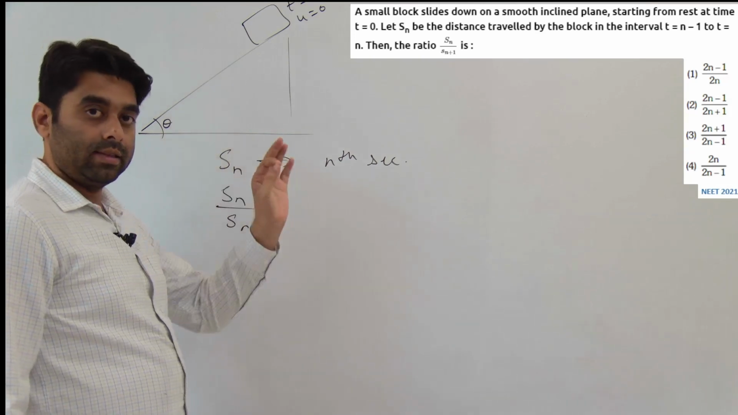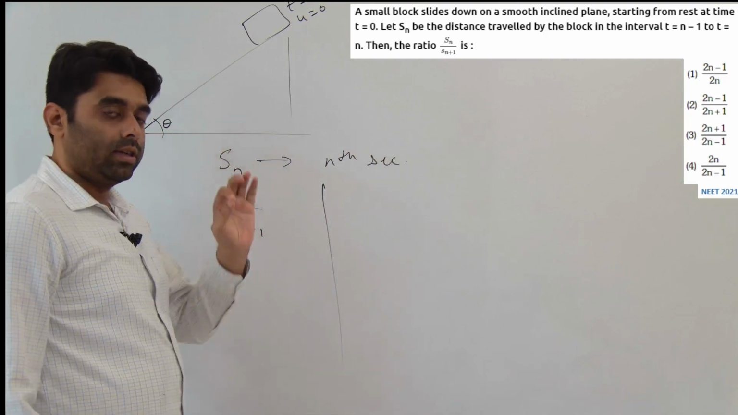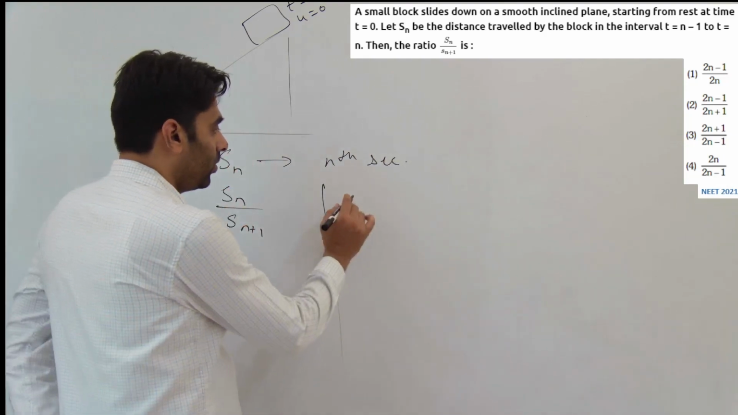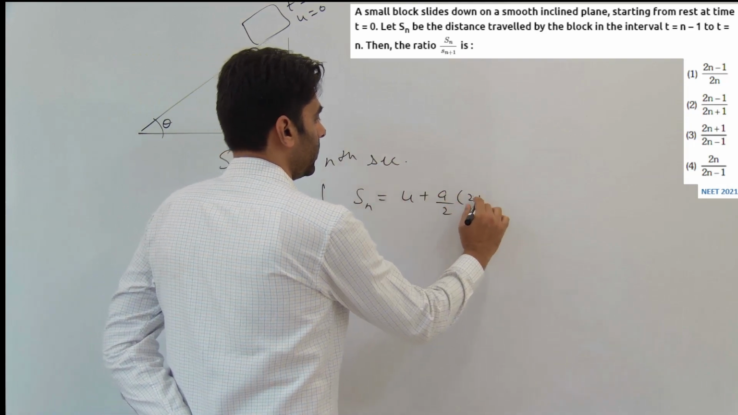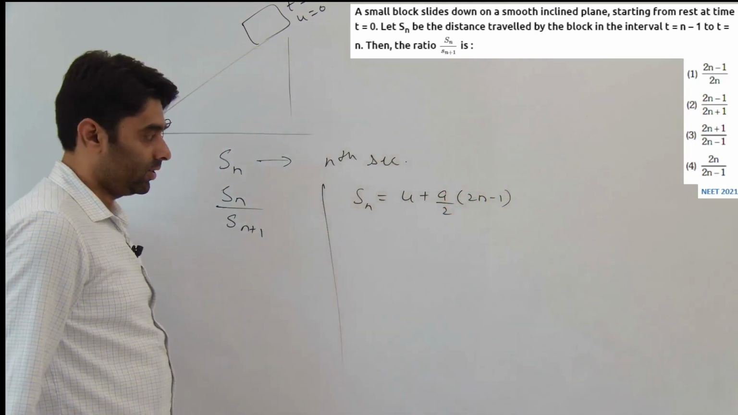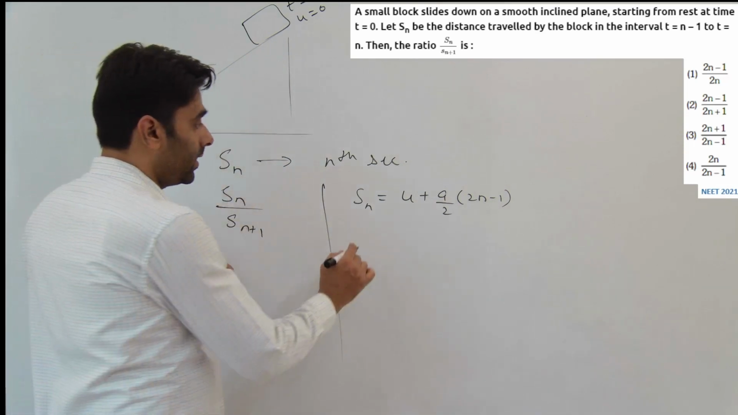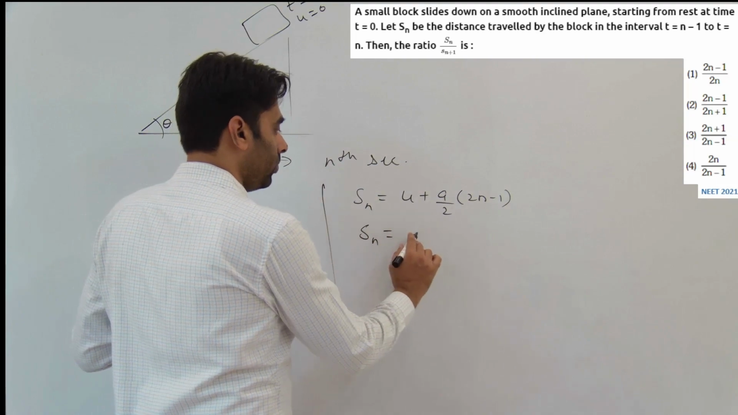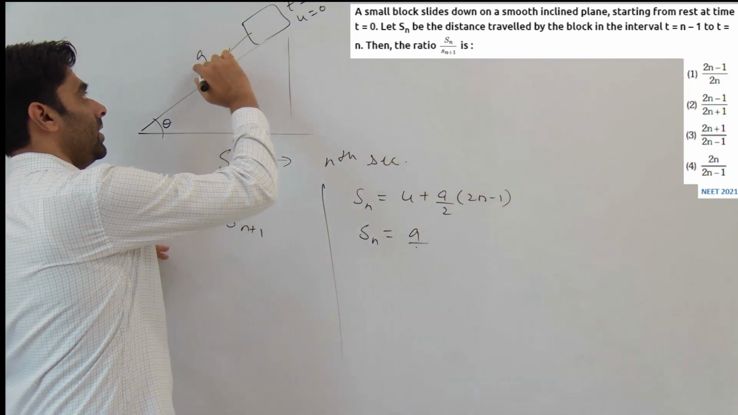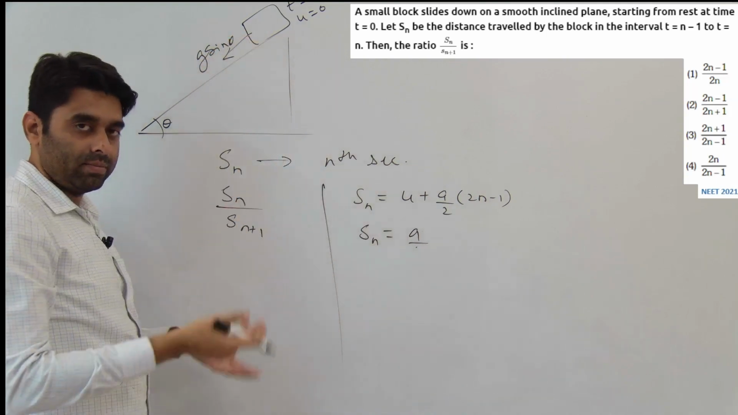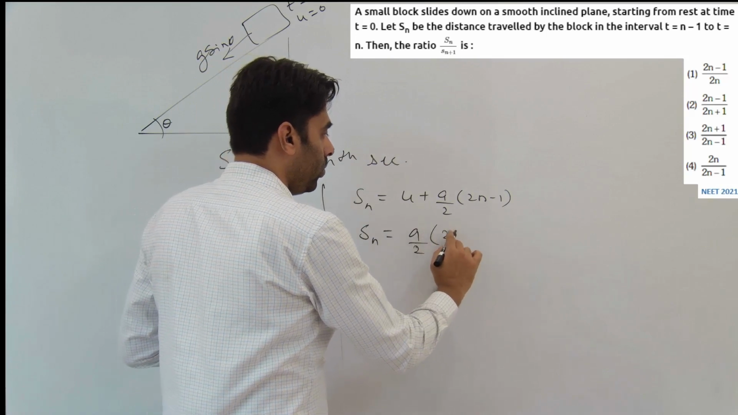Now Sn is the distance traveled in your nth second. Beta, what is our general result? The distance or displacement in nth second, what do we write it? We write it as u plus a by 2 into 2n minus 1. Right, this is our relation. So let us write down for both of them. So Sn, if it is starting from rest, can be written as 0 plus a by 2 into 2n minus 1. A will be g sine theta, same in both the cases, so I am keeping a only, and same acceleration.